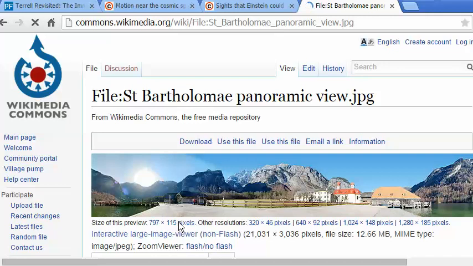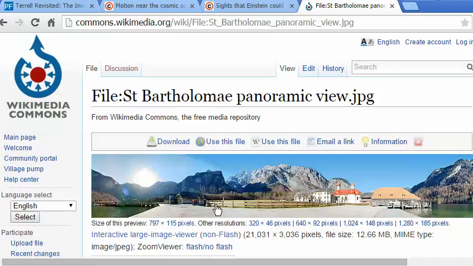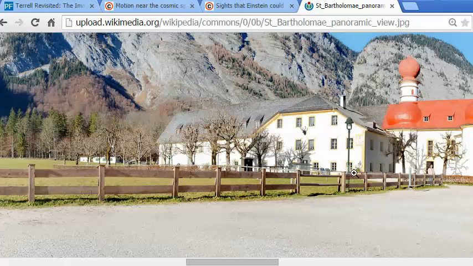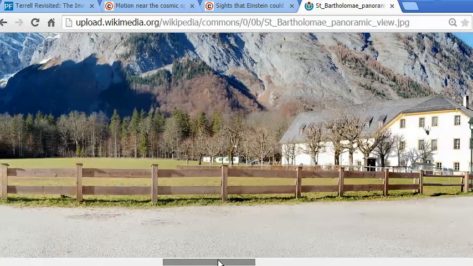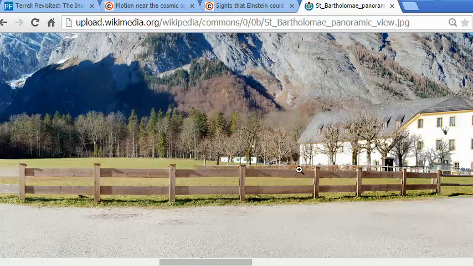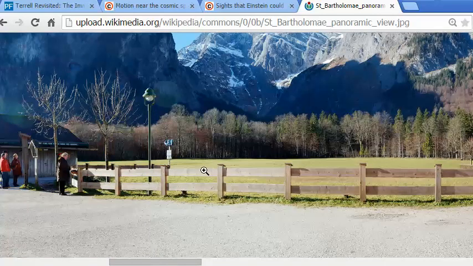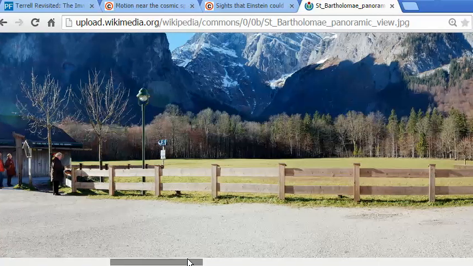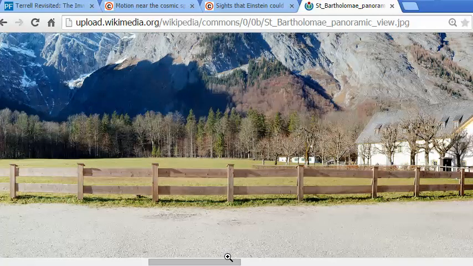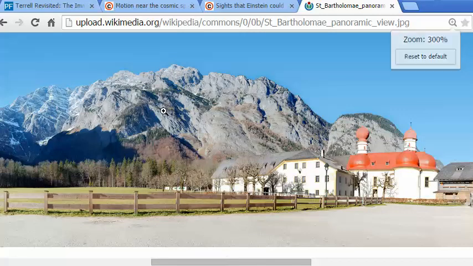I decided to look up panoramic views in Google to see if I couldn't make this point clearly. Here's a panoramic view of a fence near St. Bartholomew I found on Wikimedia Commons. You can see that this fence seems to be angled up over on the right-hand side. Then it flattens, and then it moves back downward at a downward angle over on the left. Even though it is a straight line fence, it does not appear from the perspective of the eye to be a straight line.